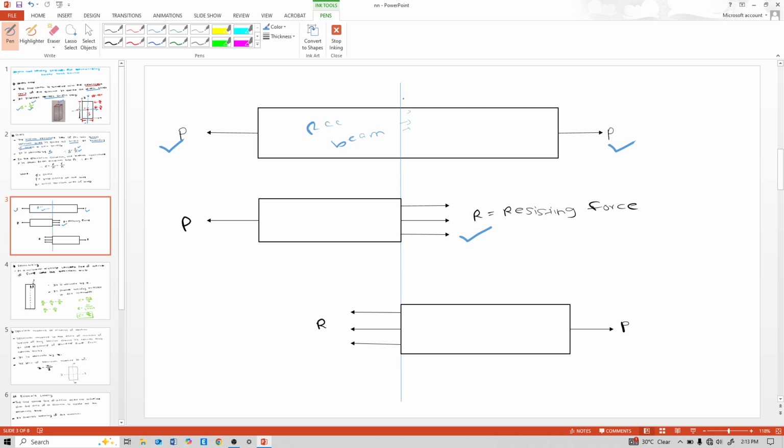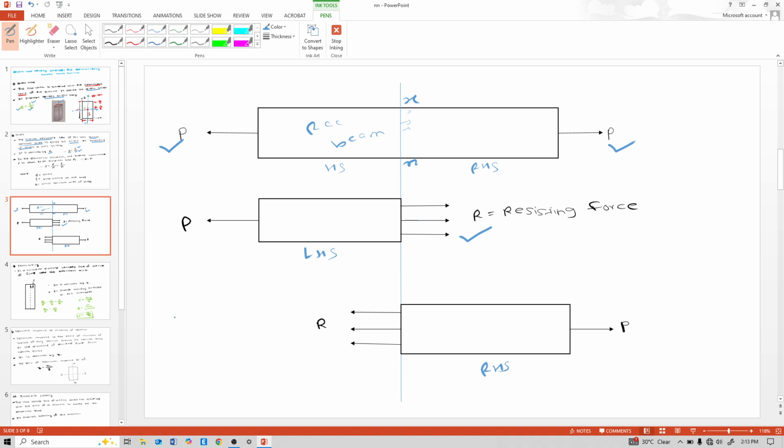See, I have broken the beam at that X section, and this is the LHS part of the beam and this is the RHS part of the beam. These forces are nothing but the resistance forces when we apply any load to the beam. Here we have applied a tensile load, so due to that tensile load, the beam resists those forces.